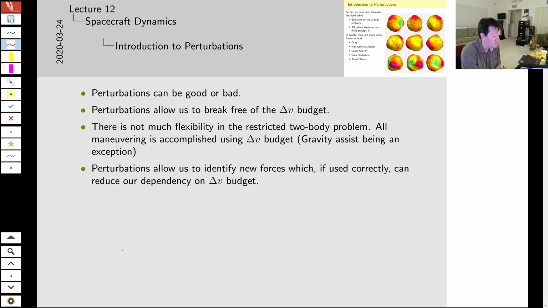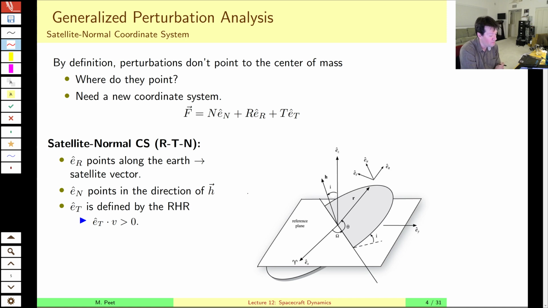A couple notes. Again, perturbations can be good or bad. They allow us to break free of the limitations of delta V budgets in some cases. Think aerobraking. Within the restricted two-body problem, there isn't much you can do except with delta V, the gravity assist trajectory, slingshot maneuvers being an exception to that. And so if you can identify new forces, which you can represent or can control or can manipulate in a good way, that can reduce our dependency on that delta V budget. So that's the introduction. Now let's get down to brass tacks.